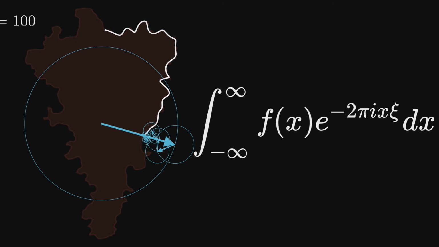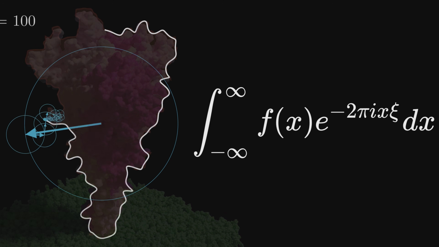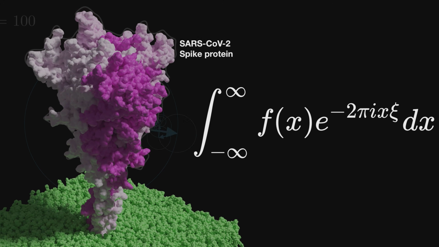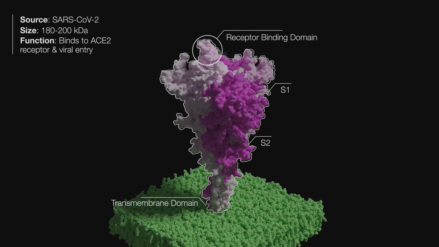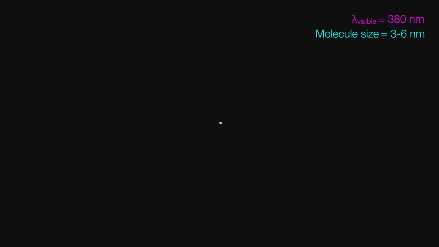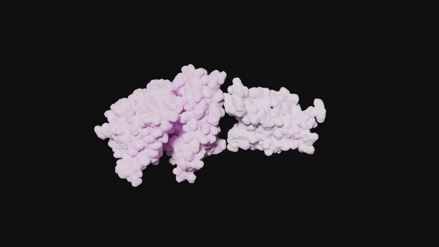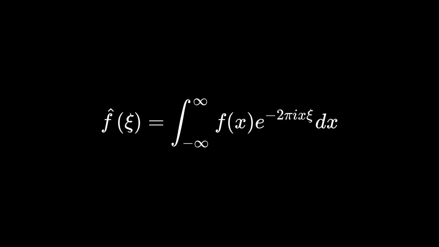This is the Fourier transform, and it is crucial for our battle against COVID-19. See, the virus has these tiny molecular machines, way too small for visible light to see. And if we can't see them, it's insanely hard to design drugs to stop them. But Fourier transforms made that possible.